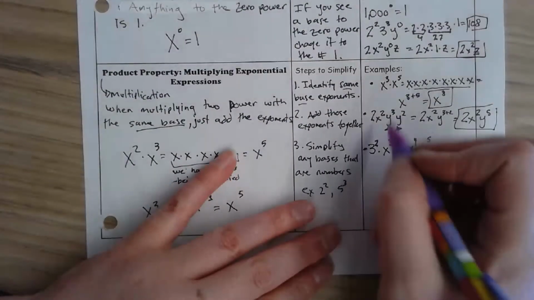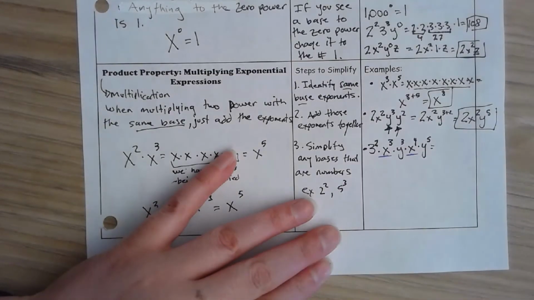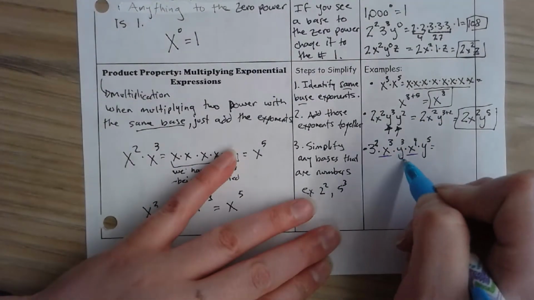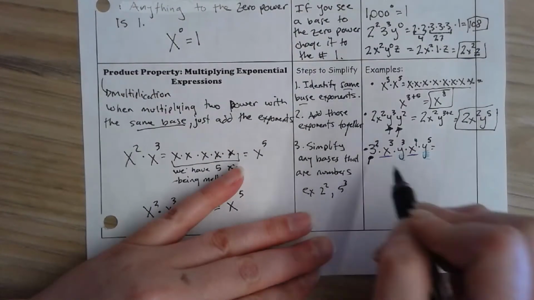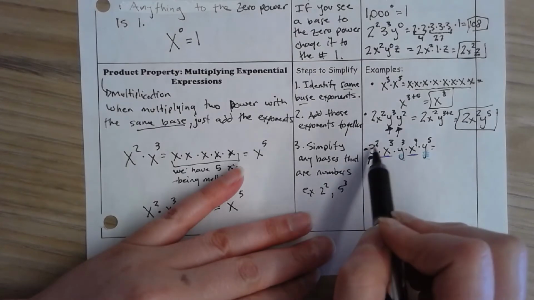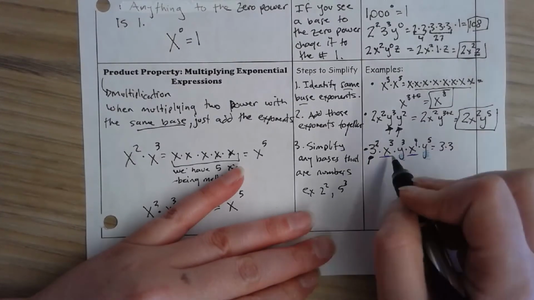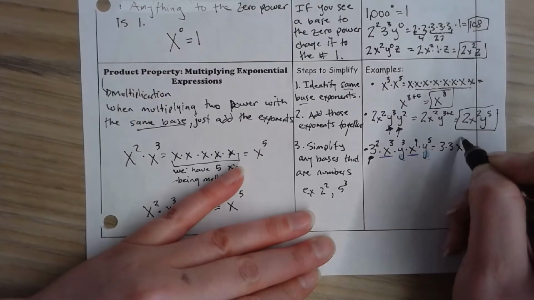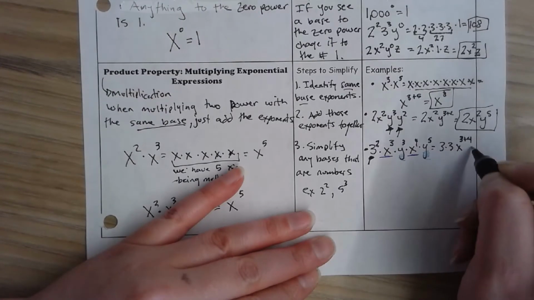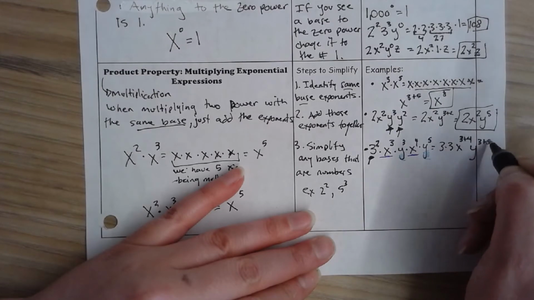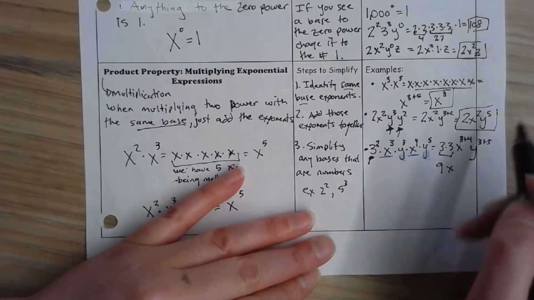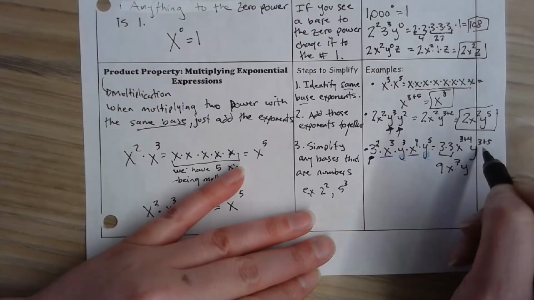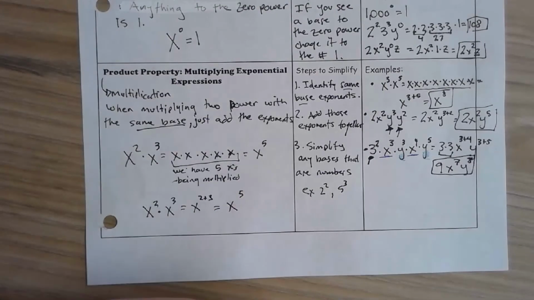If you notice, I have x's, the same base, and I have y's, the same base. I also have this right here, my base that is a number that I can simplify. So I've got 3 times 3. I have x to the 3 plus 4 and y to the 3 plus 5. Okay, 3 times 3 is 9. x, 3 plus 4 is 7. y, 3 plus 5 is 8. So there is my answer.